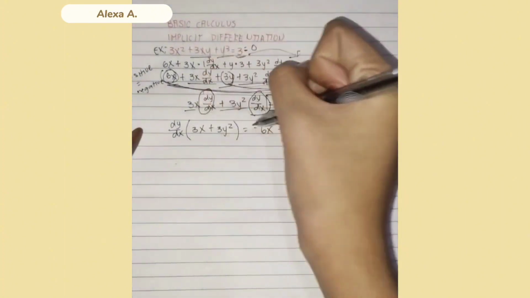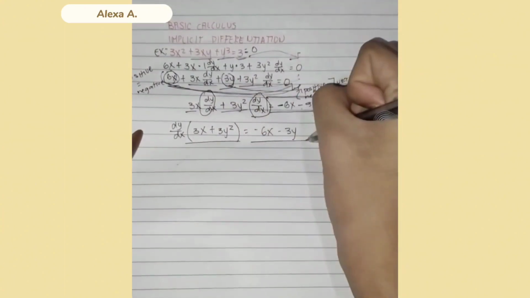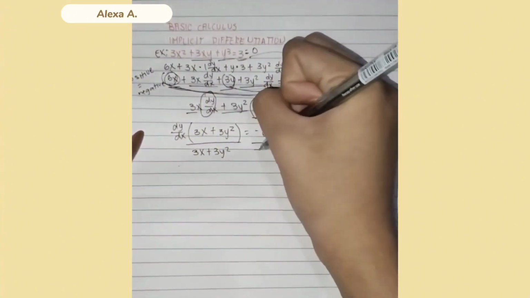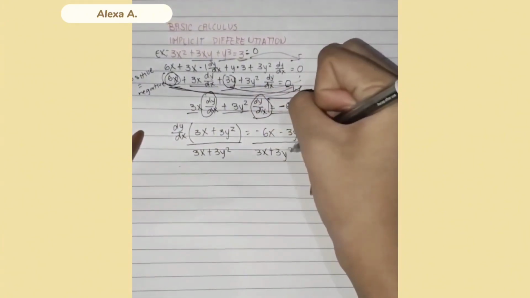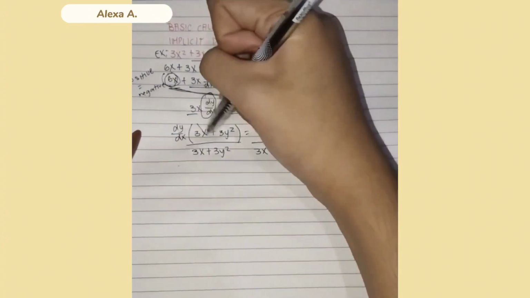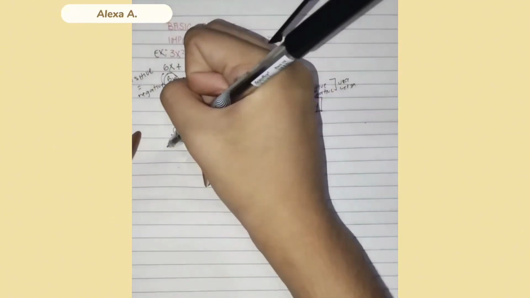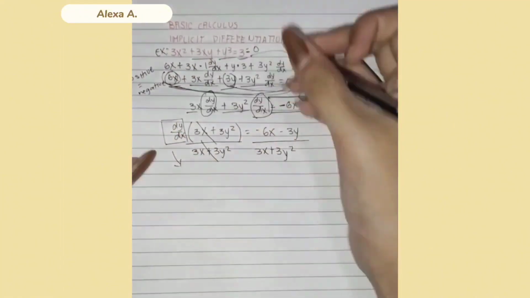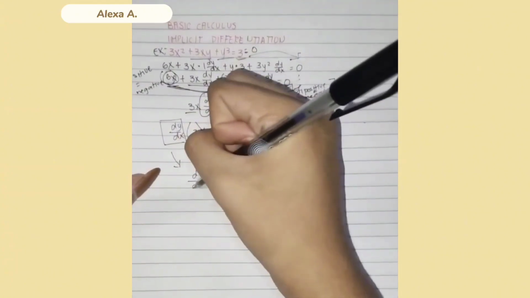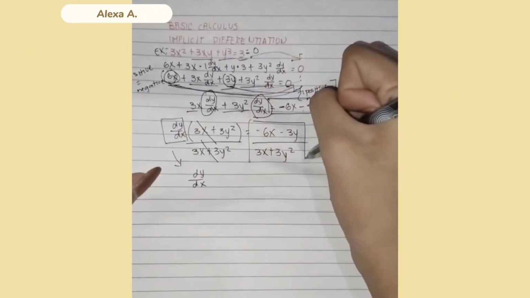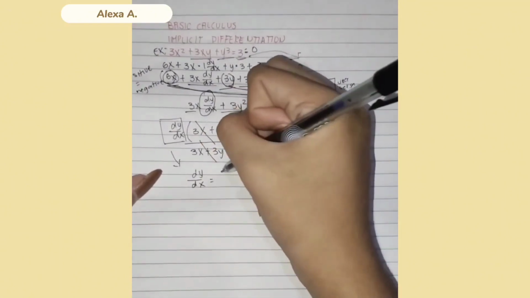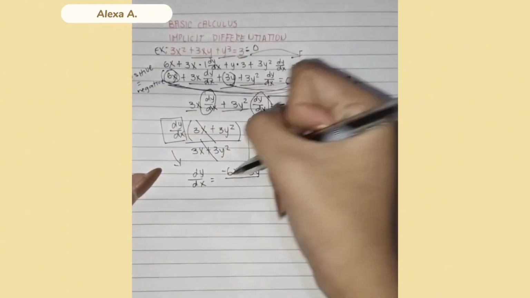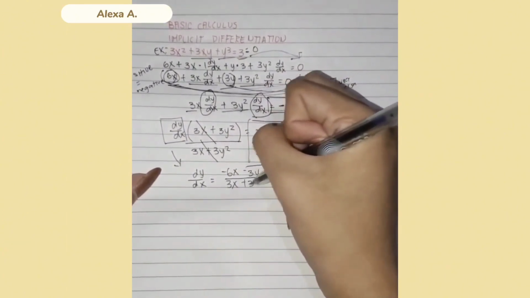Now we will divide this and this one by 3x plus 3y squared, 3x plus 3y squared. So we can cancel this one and this one, and it will leave us with this. Let's copy this over here, dy over dx, and copy this one, negative 6x negative 3y over 3x plus 3y squared.